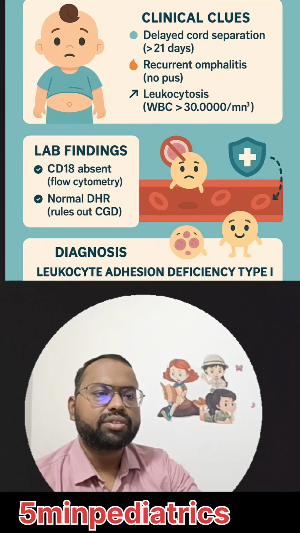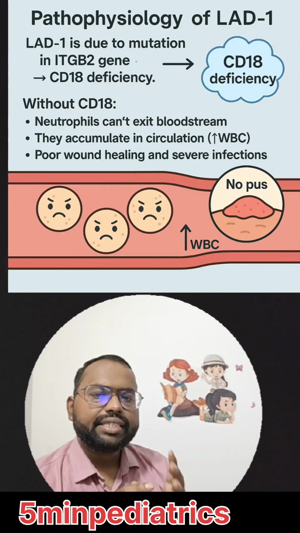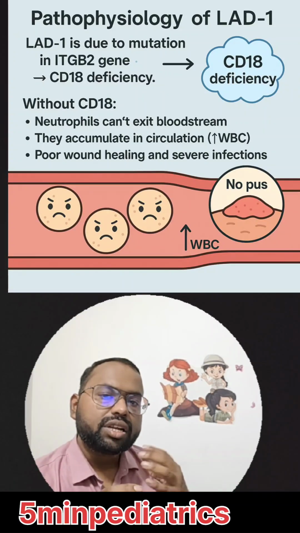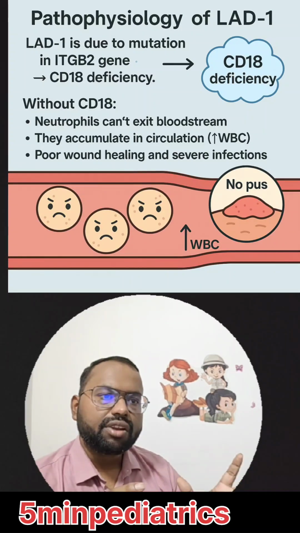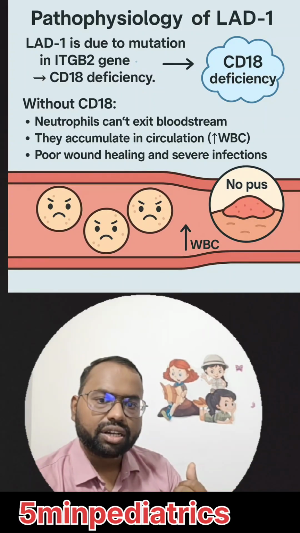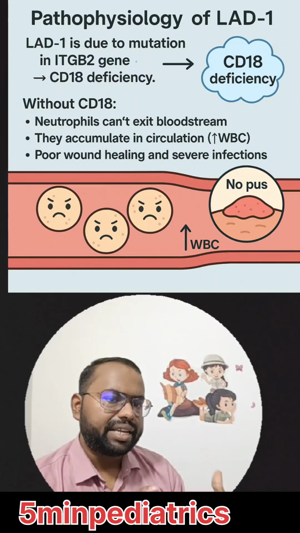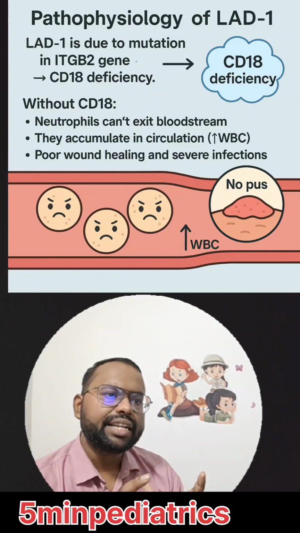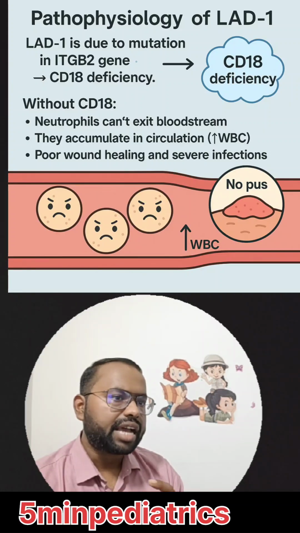Now let's discuss the pathophysiology. So in leukocyte adhesion defect type 1, there is a mutation of the ITGB2 gene. This leads to CD18 deficiency, and CD18 is a part of LFA-1, that is lymphocyte function associated antigen 1. This is critical for, one, neutrophil adhesion to the endothelium. Second, for migration of neutrophils, what we call diapedesis. Without CD18, neutrophils cannot exit the bloodstream, so they remain accumulated inside the blood vessels.